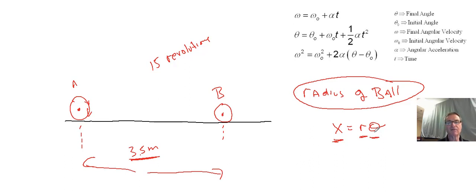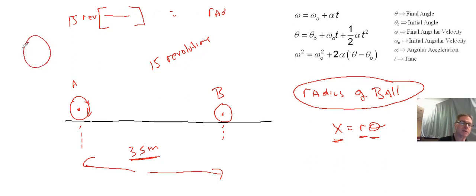So that's x. r is what we're trying to find. Theta we've been given, but in a different format. We've been given it in revolutions. Well, we don't deal in revolutions, we deal in angles of radians. So the 15 revolutions we're going to need to convert to radians, which equals some number of radians. Well, what's the conversion from revolutions to radians?